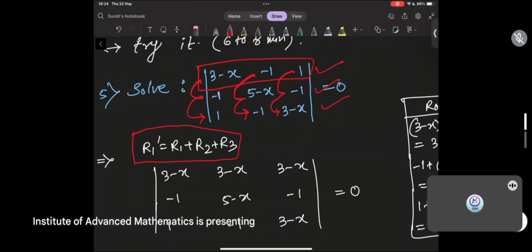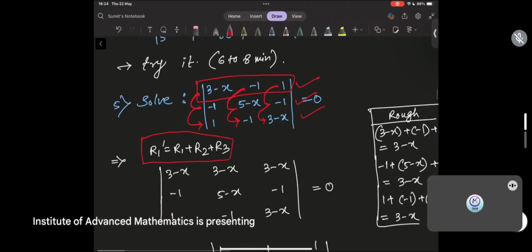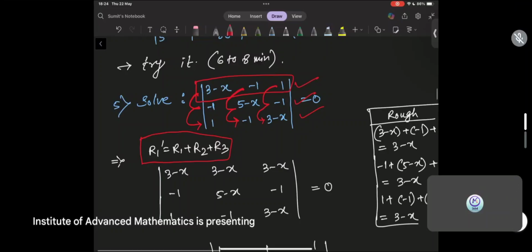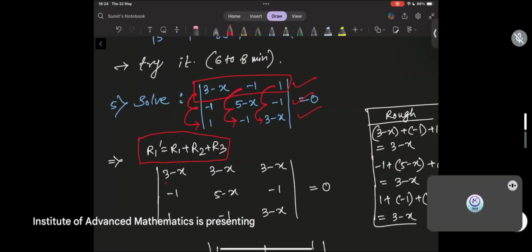Row will be added. If you add the rows, you will think that upwards and downwards will be added. And if you are adding a column, then side by side can be added, because column is vertical. So if you want to add columns, then your left and right elements will be added. And in rows, your upper and lower elements will be added according to the operation. So it will come 3 minus x, 3 minus x, 3 minus x, every element if you add like that.